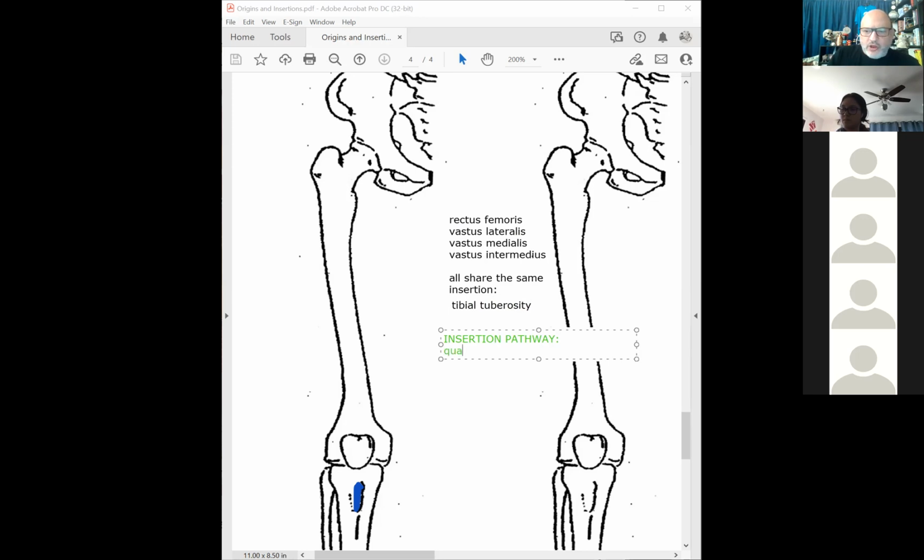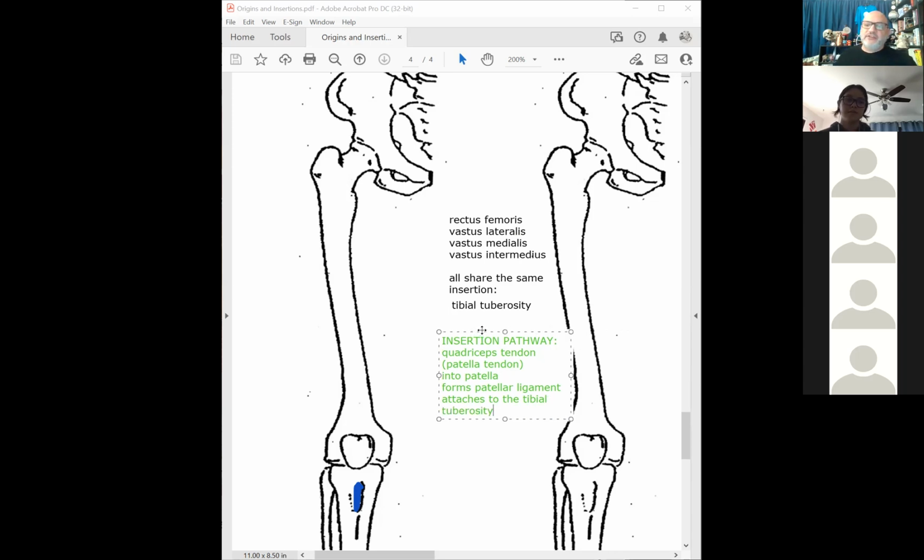You would tell me that it's the quadriceps tendon, or you could also, if you remember, call this the patella tendon. Either of those would be fine, which goes into the patella, which then forms the patellar ligament, which then attaches to the tibial tuberosity. If he asks us for the insertion, we do say that. Will that be wrong? It would not be wrong. No, I would not mark it wrong.